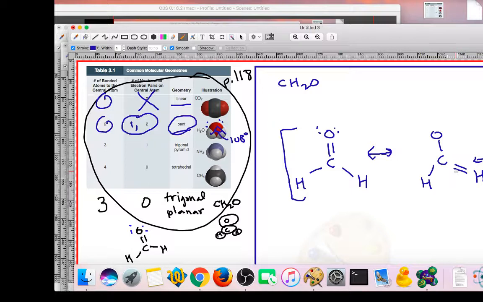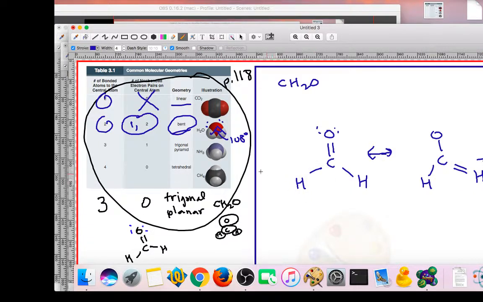But this would be wrong, because remember, hydrogen is too small. It can only have 2 electrons. It can only make 1 bond, not a double bond. So this is impossible. You cannot have anything more than 1 bond on the hydrogen. In this case of resonance, this would be a 1 1/3 bond, but it is impossible. Hydrogen is too small.